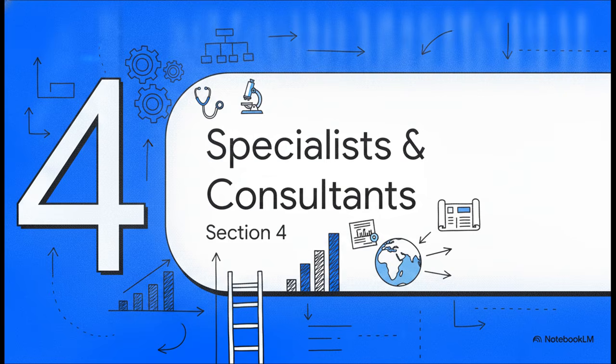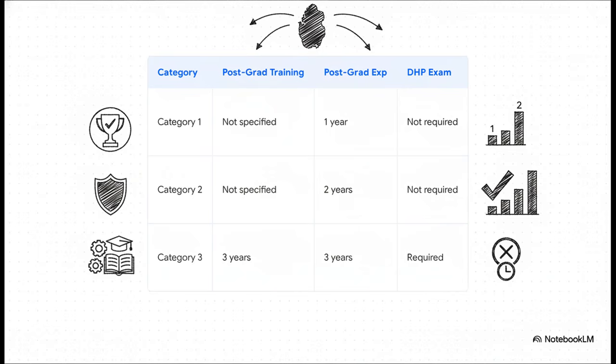Let's shift gears now to Section 4, Specialists and Consultants. For specialists, the DHP categorizes international postgraduate qualifications into 3 distinct buckets, Category 1, 2, and 3. Category 1 degrees are essentially the top tier. For these, you only need 1 year of postgrad experience, and there's no DHP exam required. Awesome, right? Category 2 requires 2 years of experience, and again, no exam, but Category 3, that one requires proof of 3 years of structured training, plus 3 years of clinical experience, and you actually have to pass the DHP licensing exam.